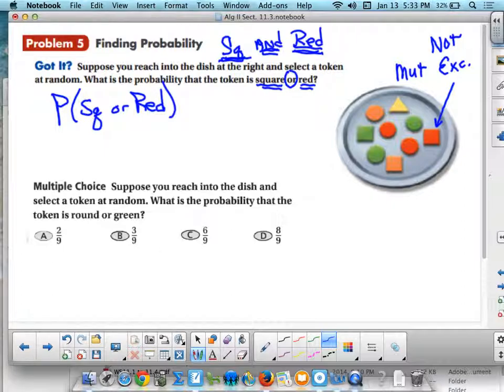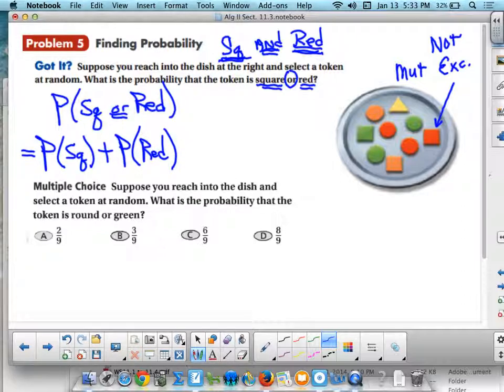So now we have to follow this formula. The formula says probability that you pick a square. Remember what or meant? Add. Probability that you pick what? Red. Okay. Then subtract the probability that it could be a square and it could be red. Now I think in just a couple seconds, you're going to figure out why we're subtracting this.